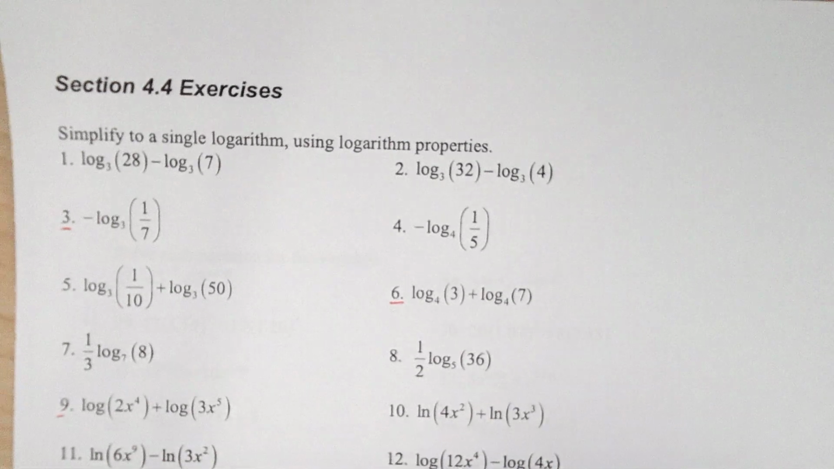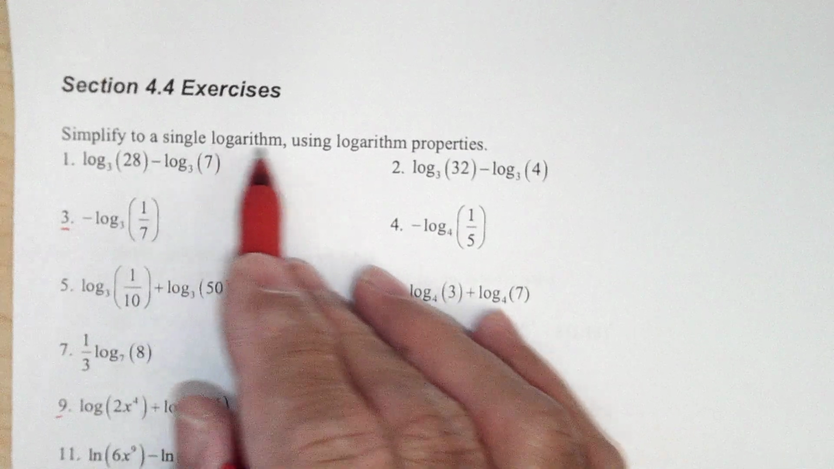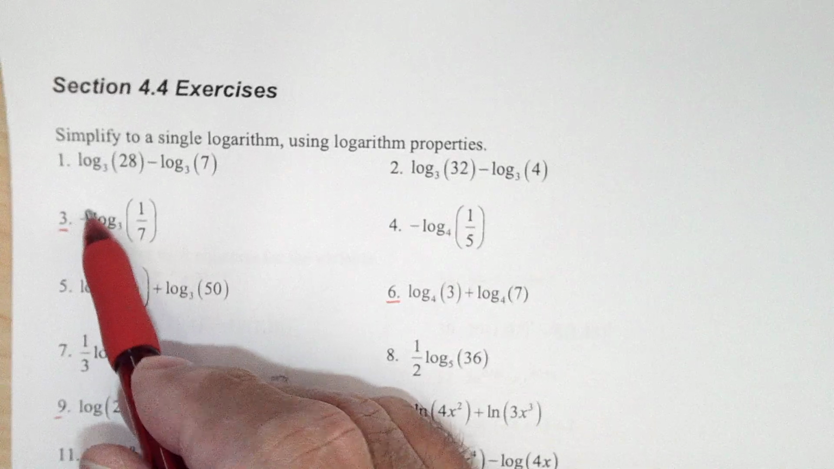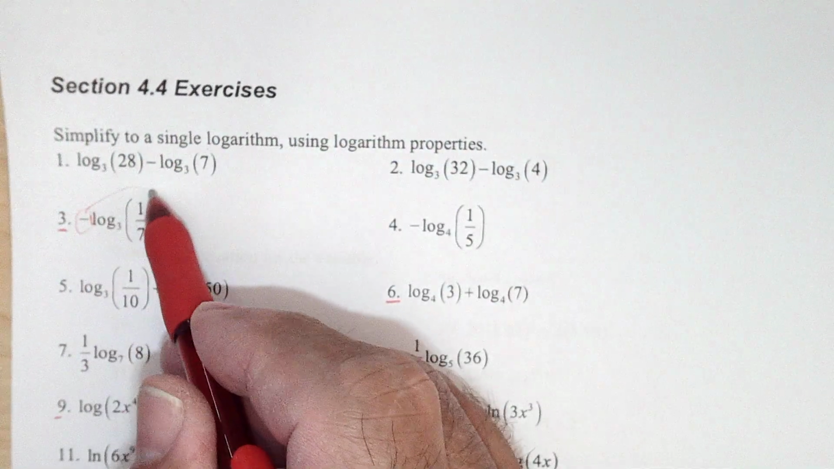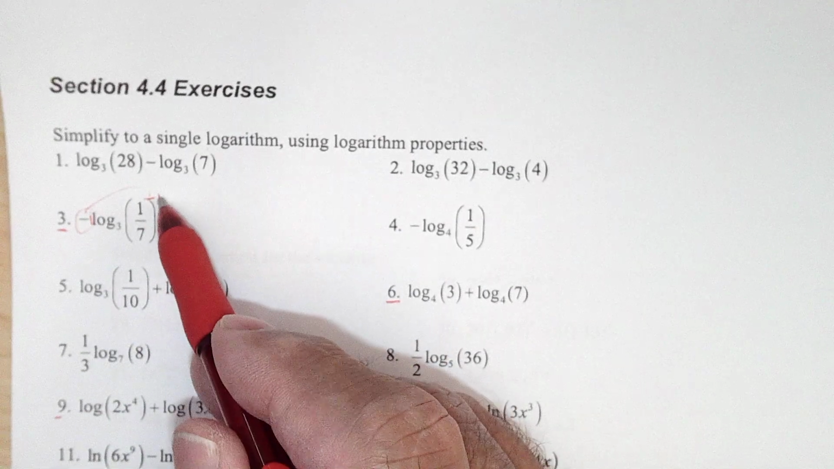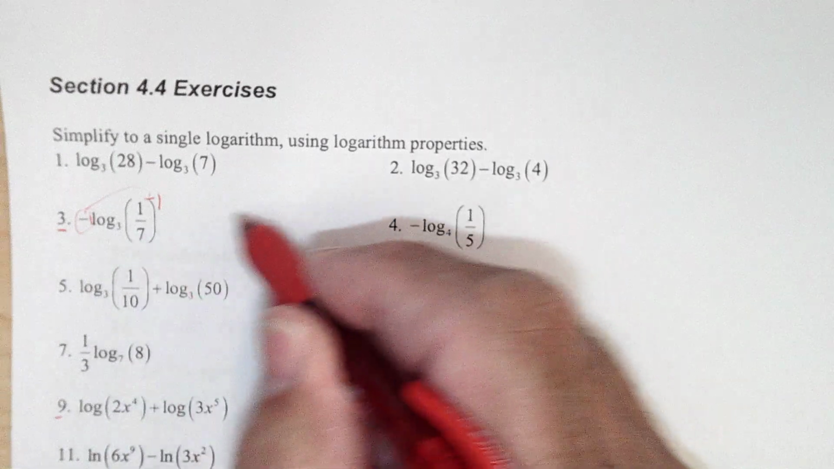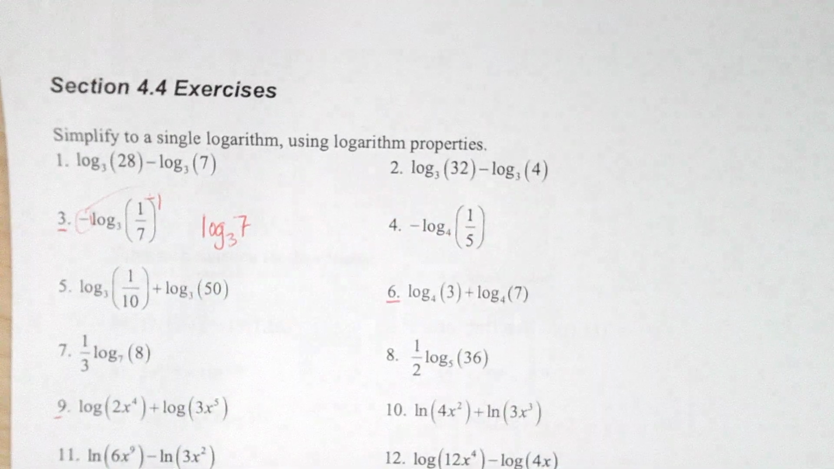Okay, let's do 4.4. It says simplify the single logarithm. So we're just supposed to simplify. Well, a negative is like a -1 in front. A negative can go up as a power, and a -1 power on 1/7 turns it into a 7. So this is just log base 3 of 7.